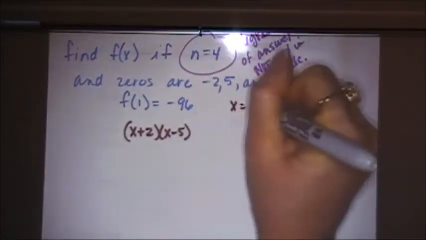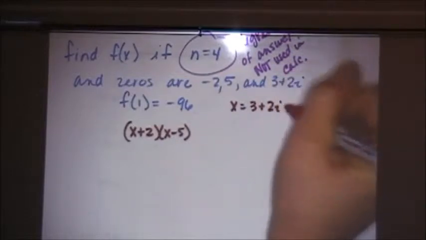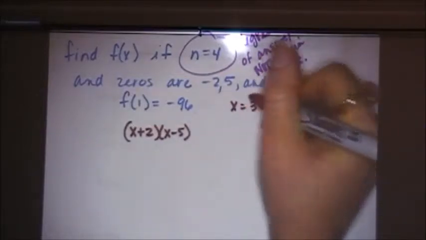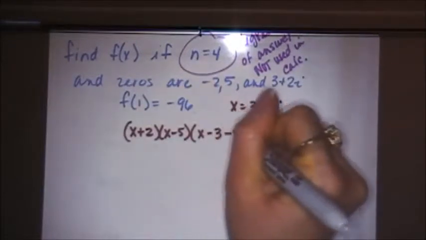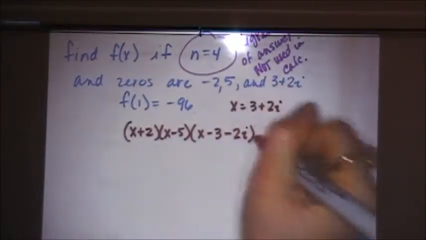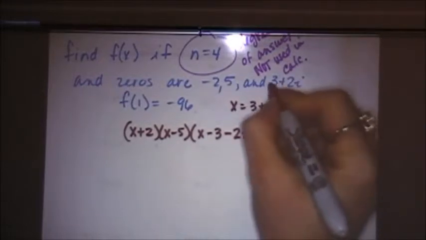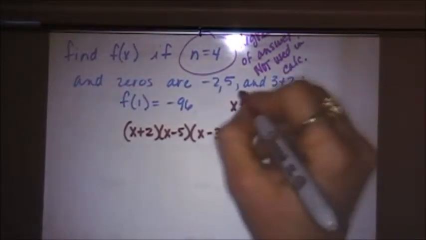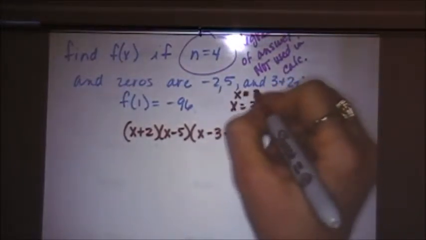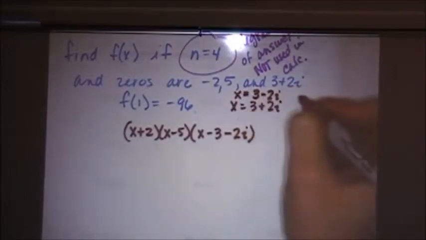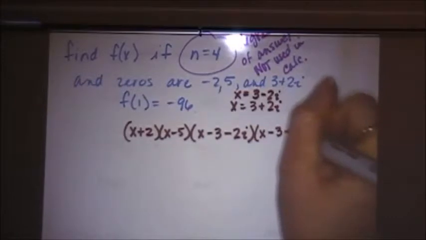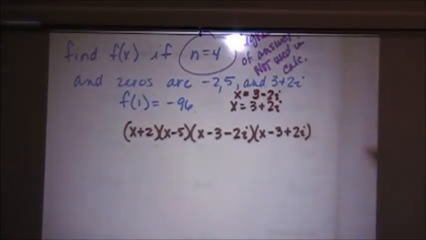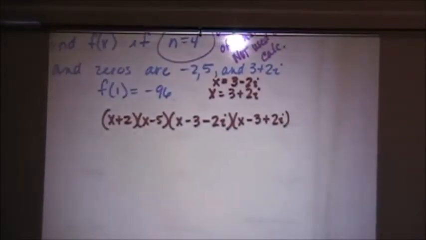This is x equals 3 plus 2i. If I move both of those things over, it becomes x minus 3 minus 2i. Now remember, if this is a factor, or a 0, so is x equals 3 minus 2i. If I move those over, I get x minus 3 plus 2i. So there are my 4 factors.